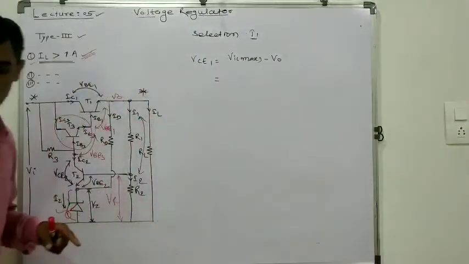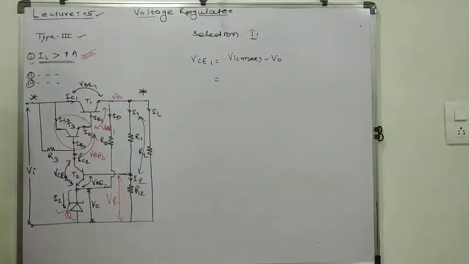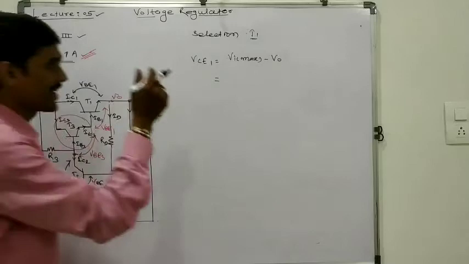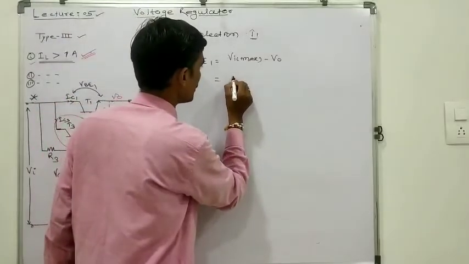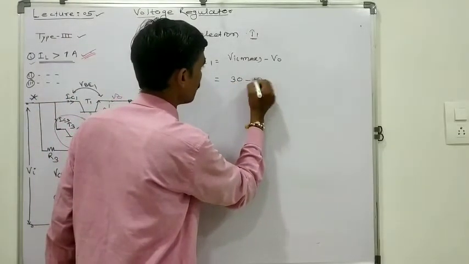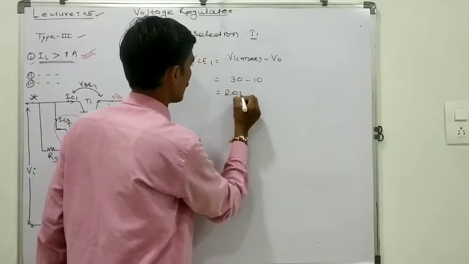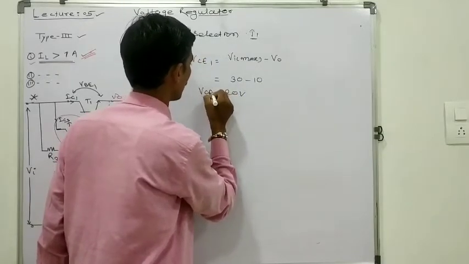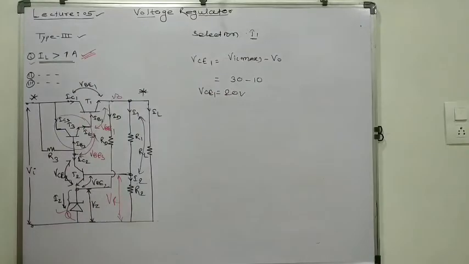VI is given as 25 plus minus 5 volt, so VI max must be 25 plus 5, which is 30 volt, and VO is 10 volt. So it is 20 volt. VCE1 is equal to 20 volt. Next is IC1.